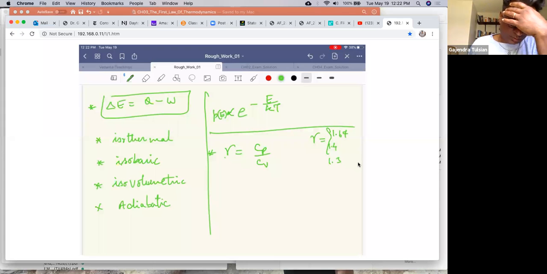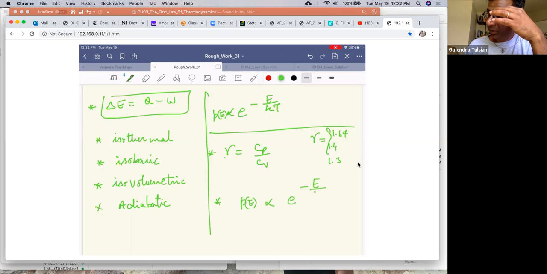Then we saw the Boltzmann distribution law. The probability of an energy level being occupied is proportional to e to the minus E over kT. All right, so we will stop now.